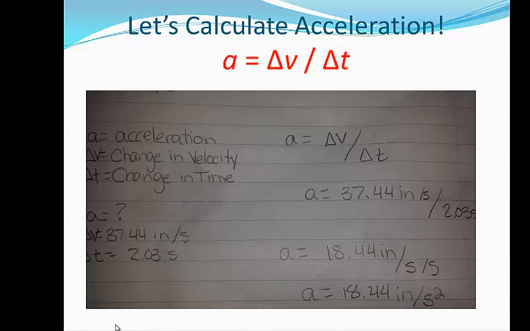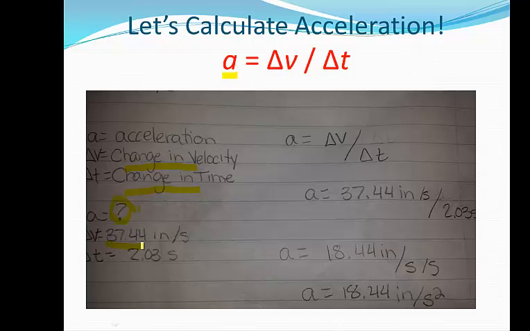Let's use that to calculate for acceleration. So we're now on our third calculation. The acceleration formula is acceleration equals delta v, which is change in velocity, over delta t, which is change in time. Now we are solving for acceleration. That is our unknown.